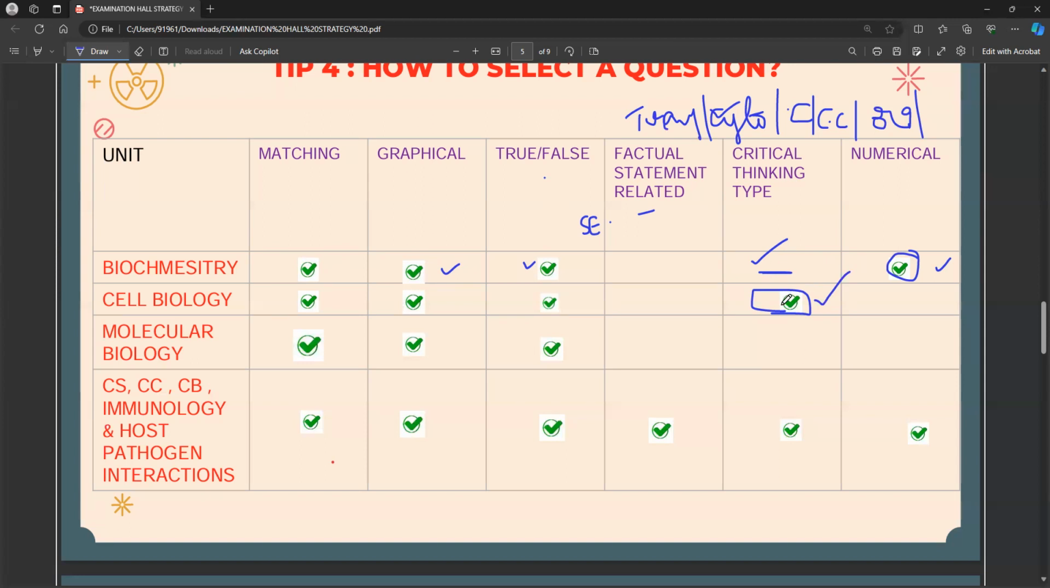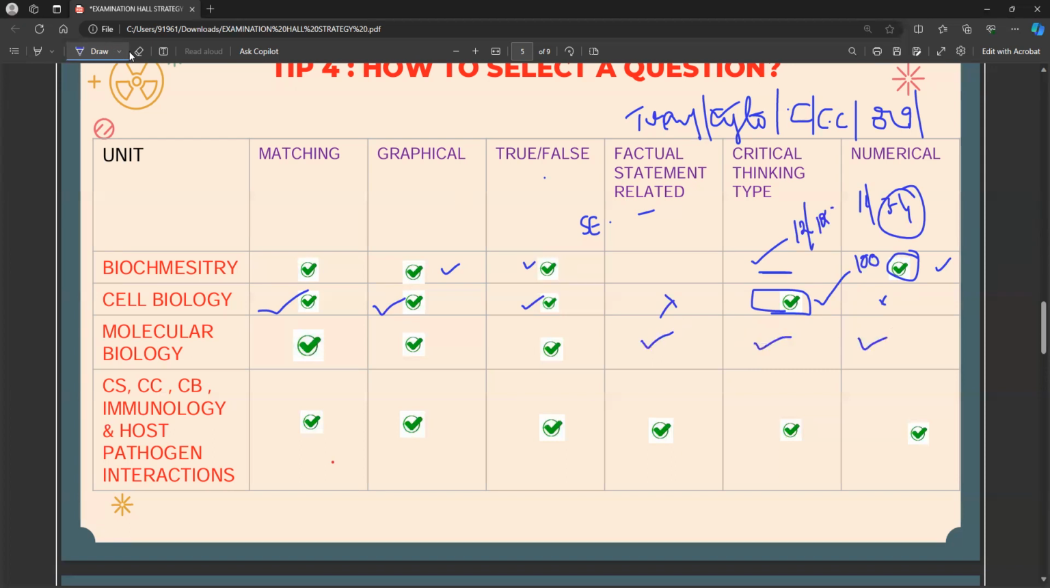From the last 12 papers, let's consider: matching is very common. Graphical questions are coming. True or false statements are common. Factual statement related numericals are very rare. Not very rare, I can say that out of 12 times, let's consider 3 to 4 times you get the numerical, but not all the time. But biochemistry, 100%. If you take 12 question papers, 12 times you will get the question. So then you decide whether you have to answer it or not.